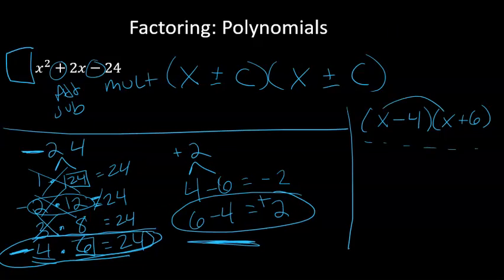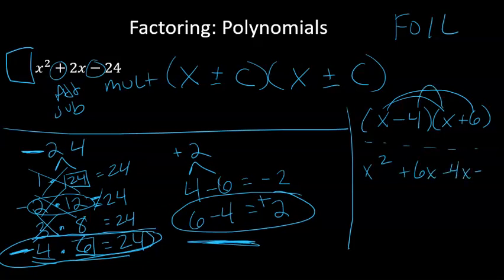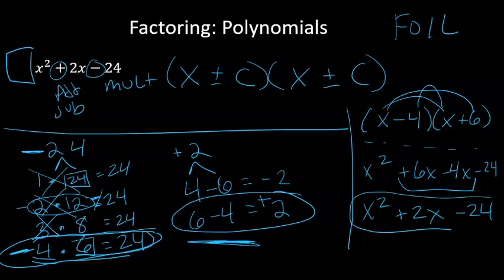I do FOIL: first, outer, inner, last. First is x squared. Outer is plus 6x. Inner is negative 4x. And then last is negative 24. These two are common terms. So what does it give me? It gives me a positive 2x, and it gives me negative 24. Don't even look at the expression the question gave you when you're doing the check work. This is the check work. Just do the math like you're supposed to do it, and then see, does it exactly 100% match up?